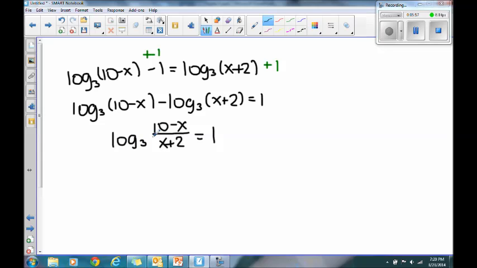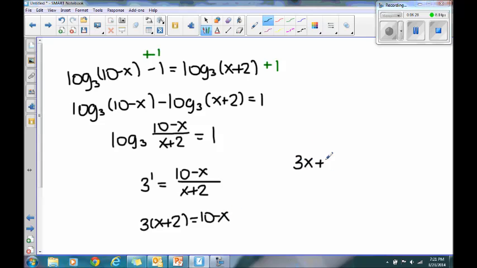When I have log base b of stuff equals y, now I can go to my exponential form. The base is 3 to the first power equals the stuff inside, which is this ratio. In order to clear my fractions, I multiply both sides by the denominator, x plus 2. I can distribute, solve for x, no quadratic here, just a linear equation. Add x to both sides, subtract 6 from both sides, x equals 1.